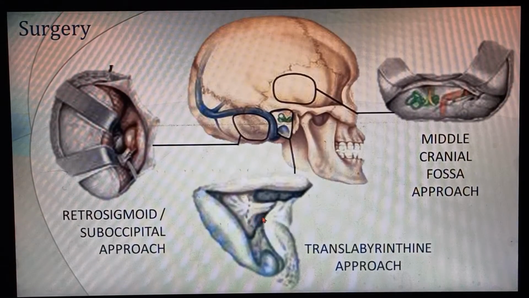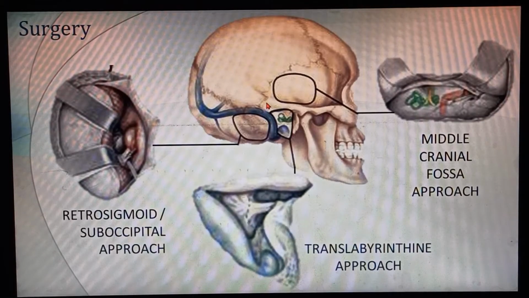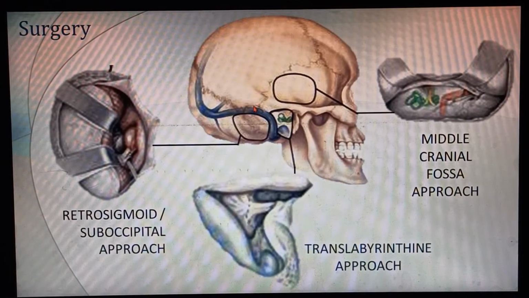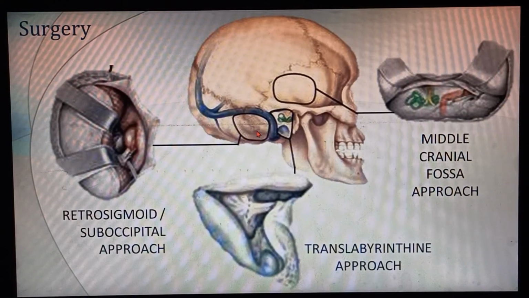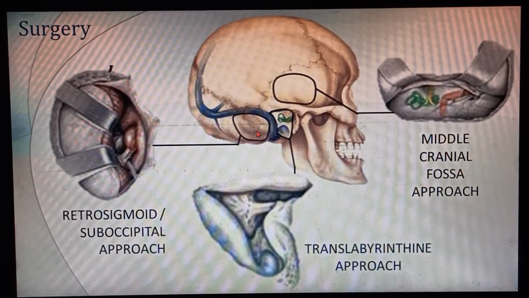So if there is no serviceable hearing, that means if the hearing is so poor that it cannot be revived, you can go through this translabyrinthine approach. And another approach is retrosigmoid or suboccipital. See, this is the sigmoid sinus running over here, and this is retrosigmoid, posterior to the sigmoid. Retrosigmoid approach. You can go towards the petrous apex, and there in the CP angle you can remove the tumor after removing this bone flap, craniotomy. Okay. So 3 approaches are there for surgery.